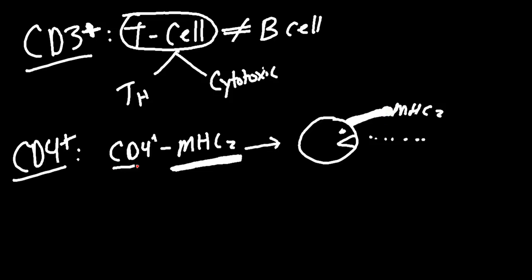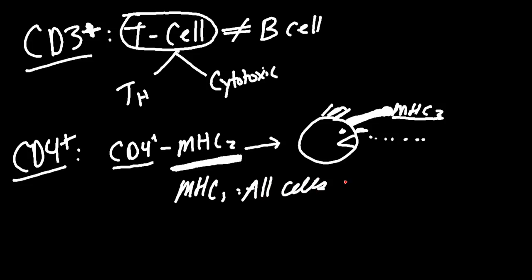Along comes a CD4 positive cell. It's going to bind. It's going to have co-stimulatory factors that it also must bind. I'm just going over the very basics, but it's going to find this MHC2 and bind. These CD4 cells are going to recognize MHC2. When we say MHC1, what does that mean? Well, all cells except for red blood cells, primarily, all cells have MHC class 1.